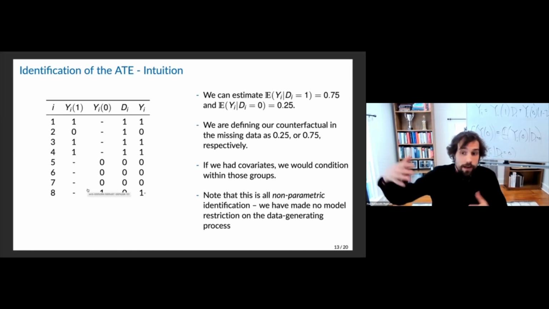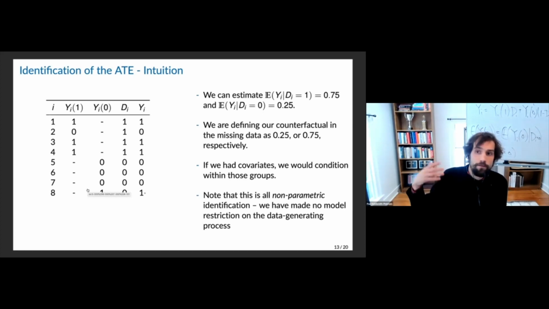If we had covariates, we could condition on those groups. What we'll show, and we're going to talk about this on Thursday, is that this is going to give us an unbiased estimate of these underlying average treatment effects. This is identified because of this ignorability condition. This is all non-parametric as well. We haven't made any model restrictions on the data generating process. The only thing that we need to restrict is this idea that the treatment is randomly assigned. Not randomly assigned, but is strictly ignorable.